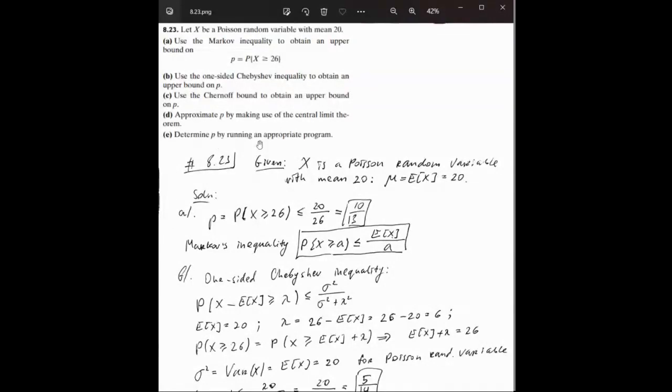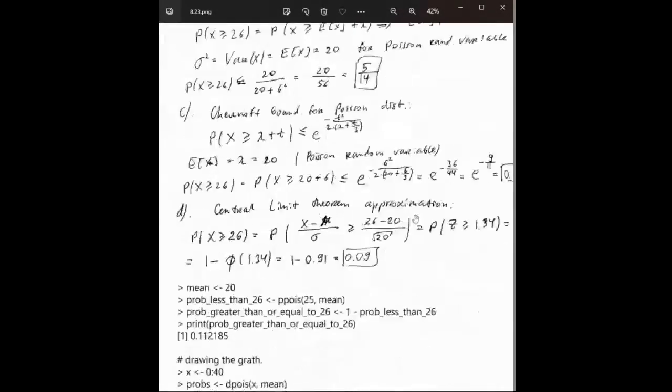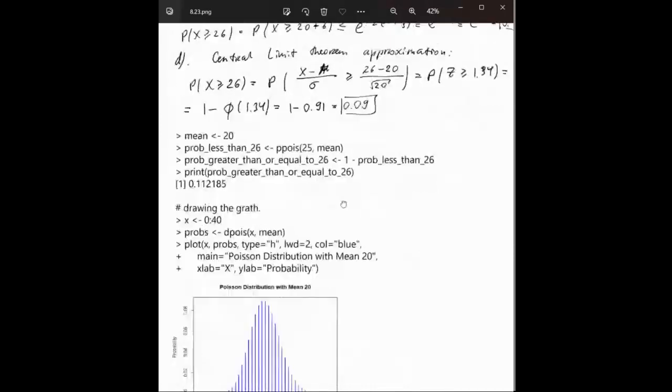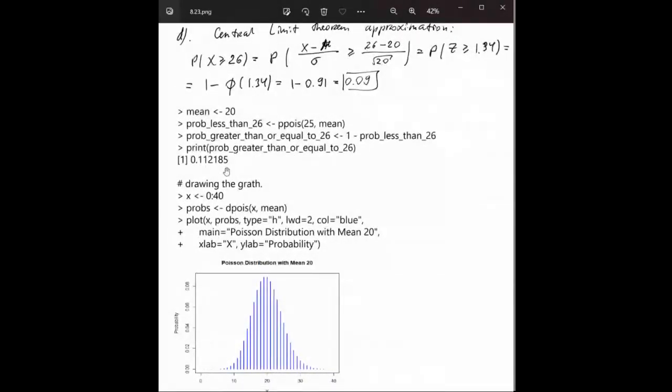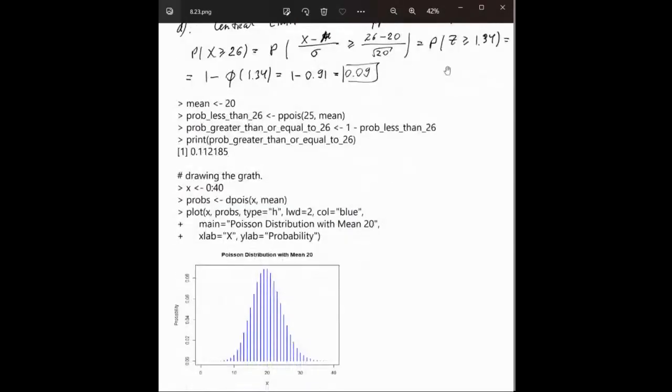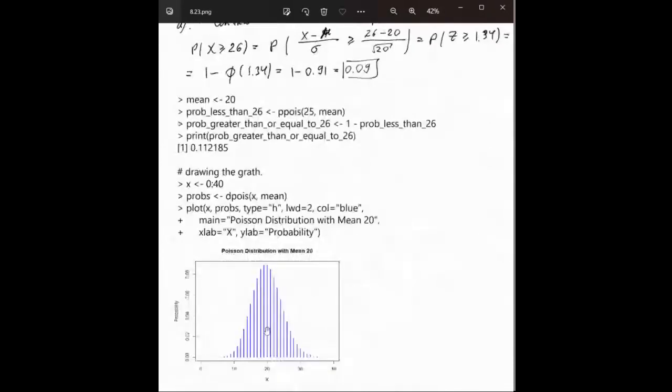And the last question: determine P by running an appropriate program. In R Studio, that's the code that calculates the probability of greater than or equal to 26. It's 11%. And that's just a graph of the Poisson distribution with mean 20. Mean 20, and the variance is the same, 20. The bell curve.